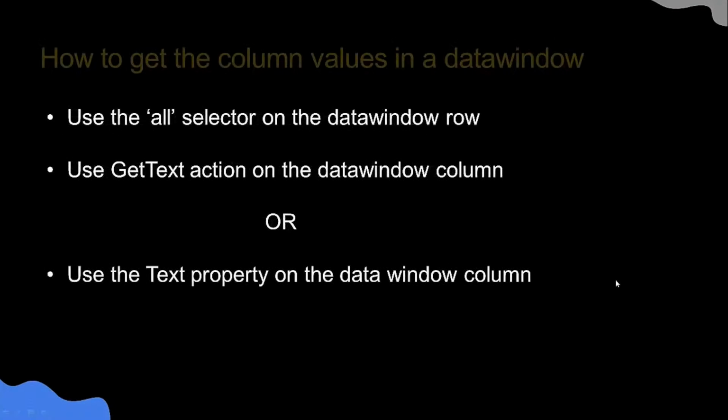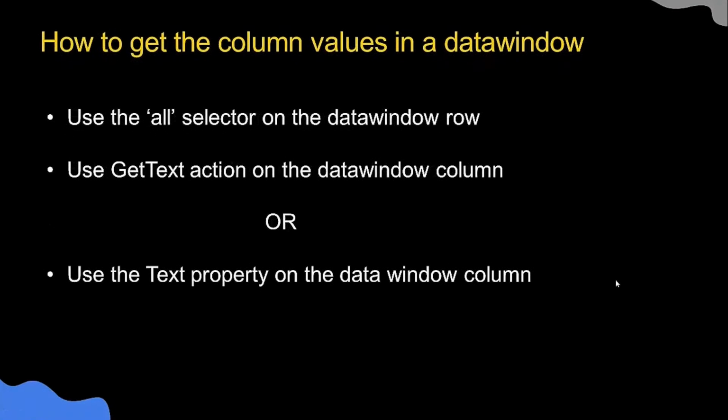Something related, we might want to get all of the values of a column in a data window. So here I'm going to use a selector called all, because I want to access all of the rows in the data table, but I want to get at a specific column. So I'm going to use get text or text in order to get the value of the column. I could use either get text, which is an action, or the text property. Either way is going to get me the value of the column. So let's take a look at that.